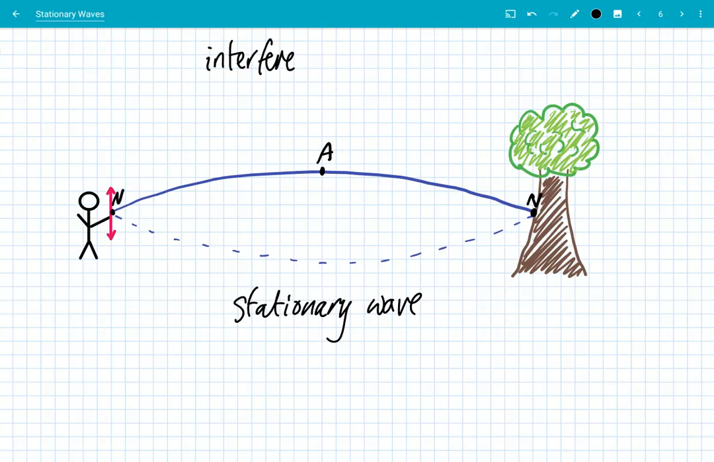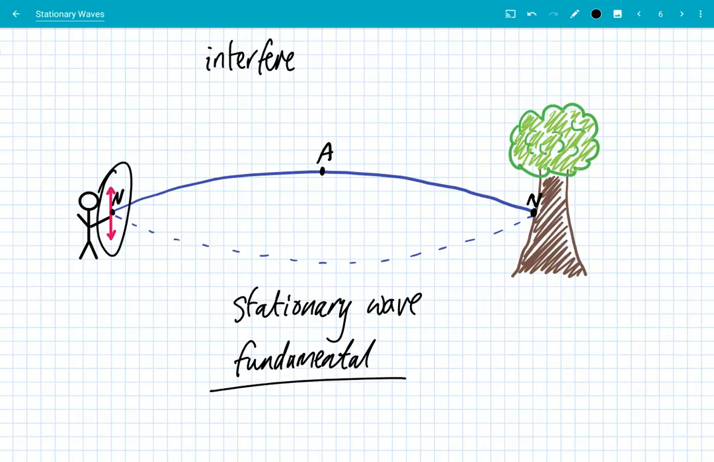This is the simplest stationary wave pattern that we can have on this rope, and we call this the fundamental. And I'll do another video, and it is on YouTube so you can see it, based on the stationary wave patterns that you can get when you change the frequency of this oscillation. But we always call the most basic, the longest wavelength stationary wave that can form the fundamental. So there we have it.